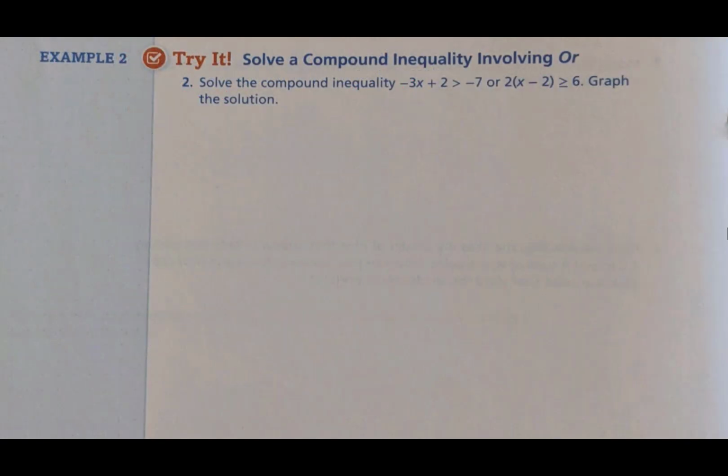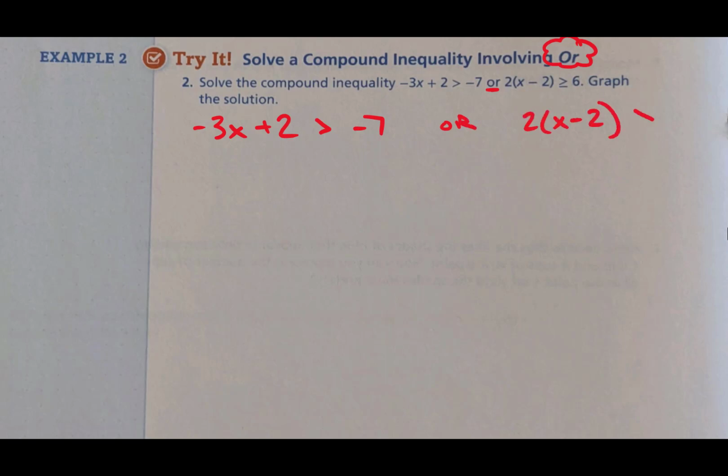So now we're going to do two more examples. Example 2 is asking us to solve the compound inequality for an OR statement, and they can't hide an OR from you. It's going to say OR. So we'll set this up. Negative 3x plus 2 is greater than negative 7, or 2 times the quantity x minus 2 is greater than or equal to 6. So we're going to solve these separately, just like you solved your equalities.